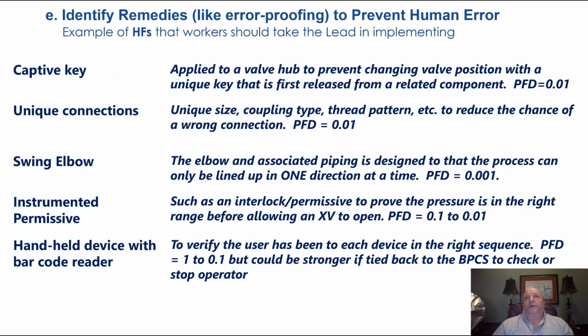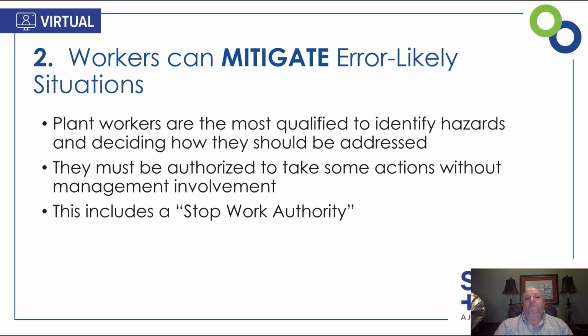Also, after they learn that there are such remedies, workers can recommend where human error proofing might be really helpful to lower their human error and lower the human error of their friends and co-workers in the field. Workers can also help mitigate any error-likely situations by alerting management of the situation or by exercising their stop work authority, for lack of a better term, and enforcing the proper rules. In this case, not on other workers, but on the job.